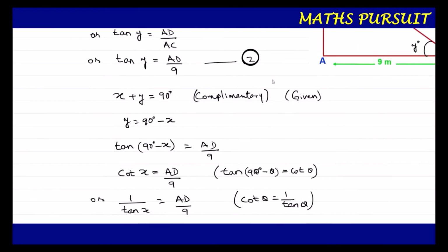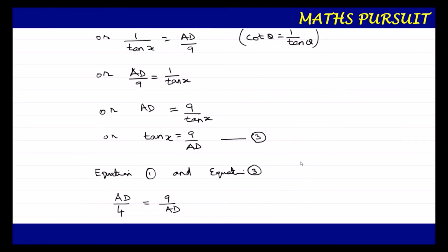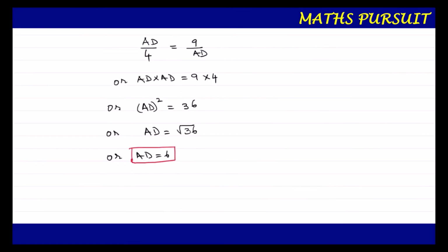Now the conclusion part we can write. Hence it is proved that the height of the tower AD is 6 meter. Hope guys you understood the calculation and the process that I followed in finding out the answer.